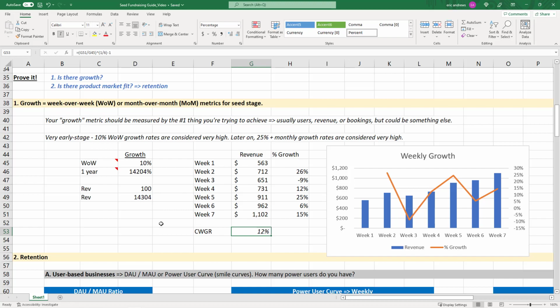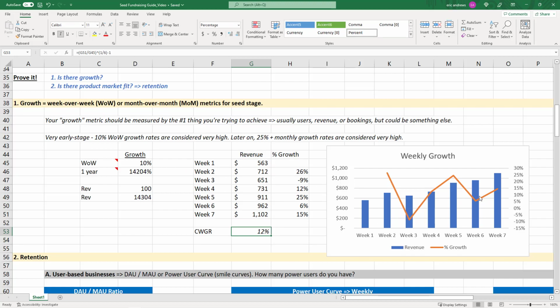This just takes the end week 7 revenue and the week 1 revenue, and it figures out if this revenue started at 563 and compounded the same amount every week, how fast would it need to compound to get to 1102? So it gives you an average, kind of like an IRR. The formula is just final week divided by the first week, raised to the power of 1 divided by the number of weeks, so that's 6 weeks, 1, 2, 3, 4, 5, 6, minus 1. And it says the revenue is compounding roughly 12% a week.